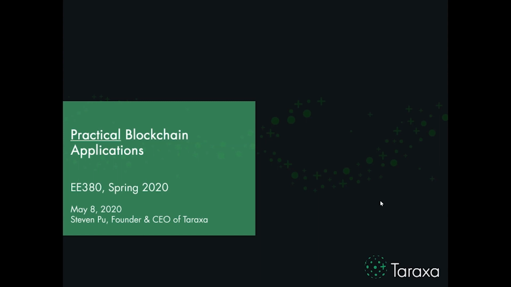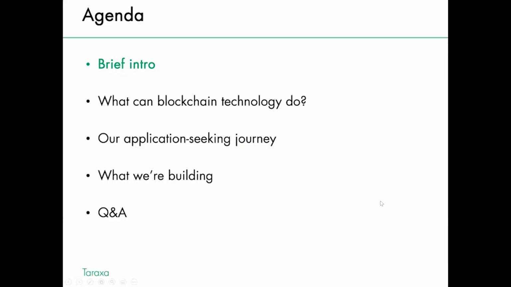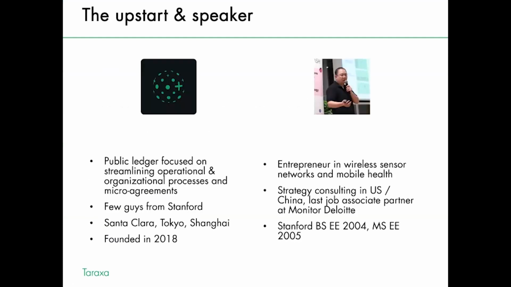First, I'm going to give a brief introduction. The project's name is Taxara. We're a public ledger that's focused on streamlining operational processes and microagreements. We were founded in 2018 by a few guys from Stanford. We're a fully distributed team in Silicon Valley, Tokyo, Shanghai, Ukraine, and a few other places.